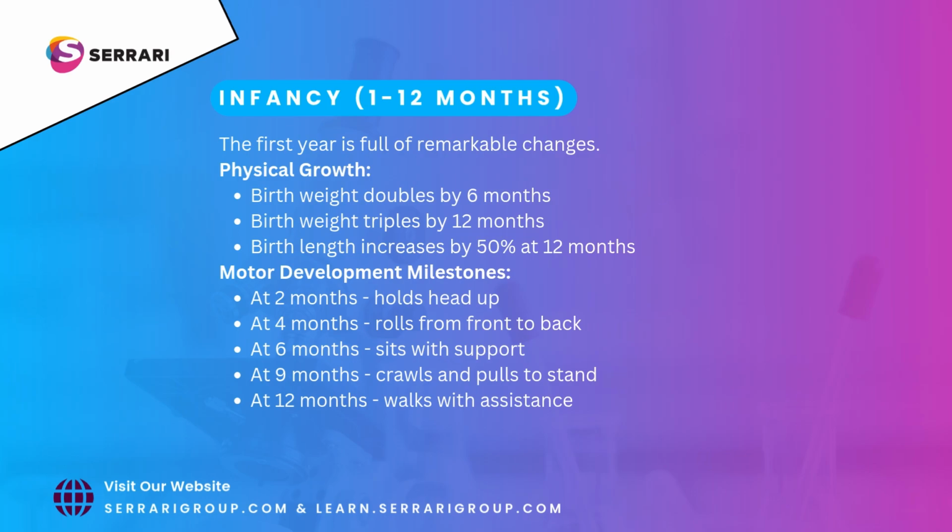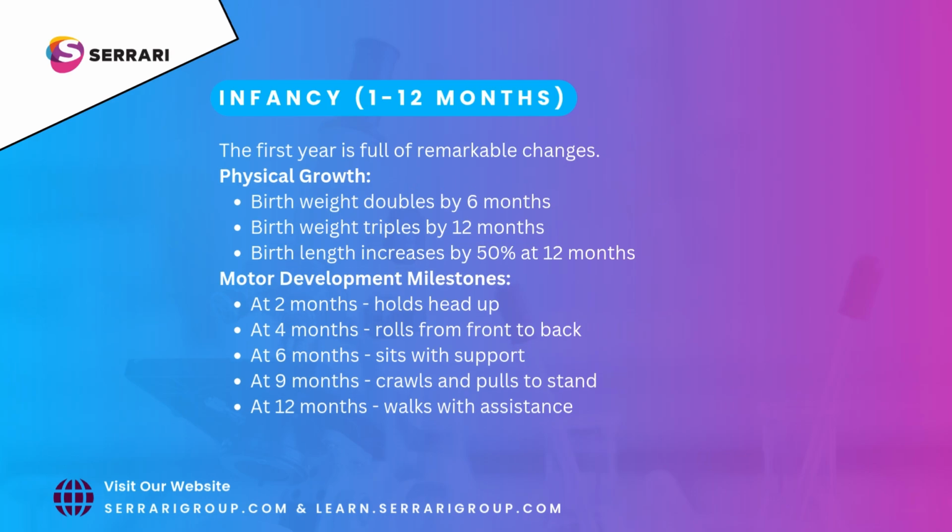Motor development milestones. At 2 months, holds head up. At 4 months, rolls from front to back. At 6 months, sits with support. At 9 months, crawls and pulls to stand. At 12 months, walks with assistance.